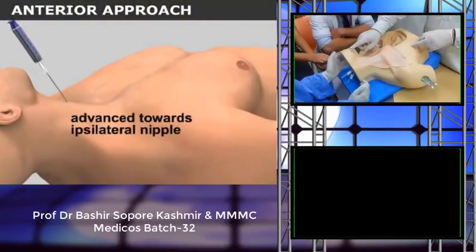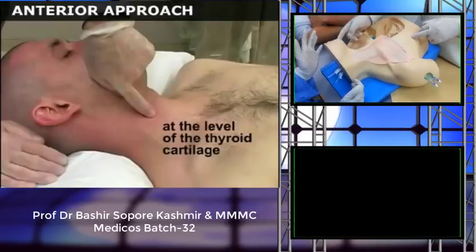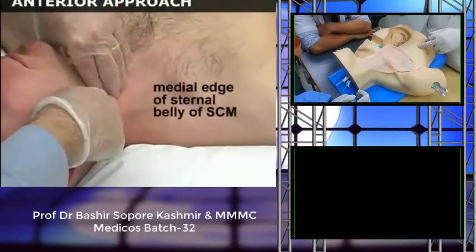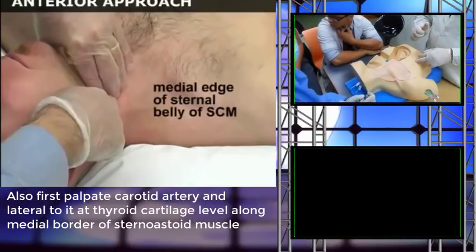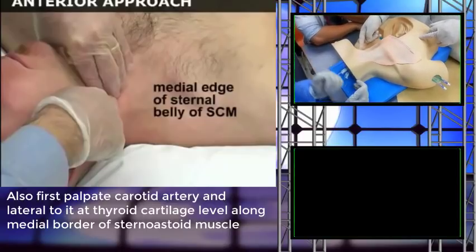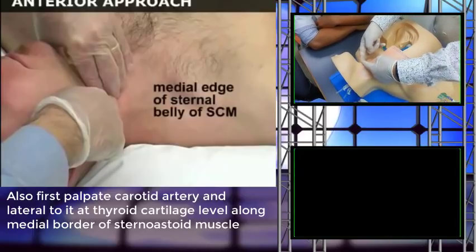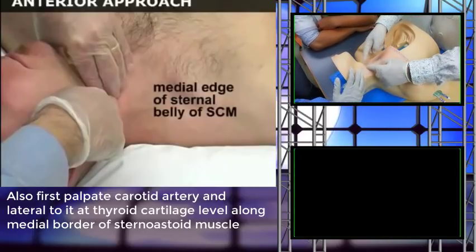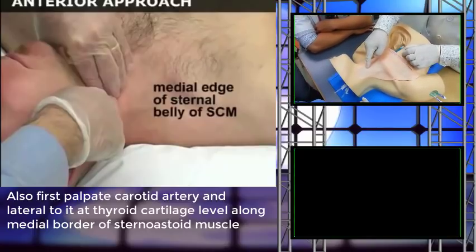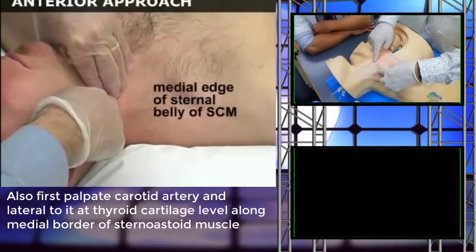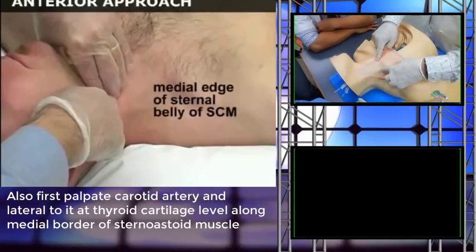The anterior approach is when you have turned the head to the left side, so this part becomes exposed. You find the thyroid cartilage, which is what is called the Adam's apple. So this is the Adam's apple here. Lateral to the Adam's apple, or lateral to the thyroid cartilage, you go like this, and along the medial border of the sternomastoid muscle. This is one end of the sternomastoid muscle, this is the other end. This is the sternal end, this is the clavicular end.